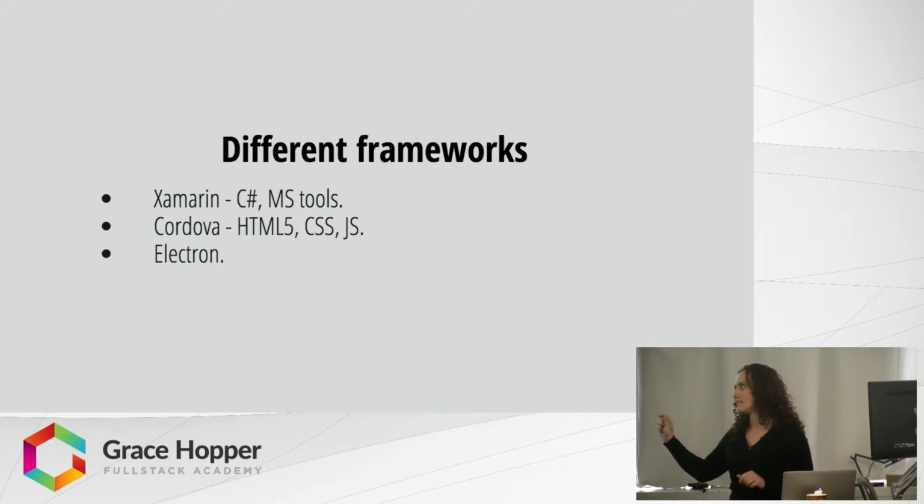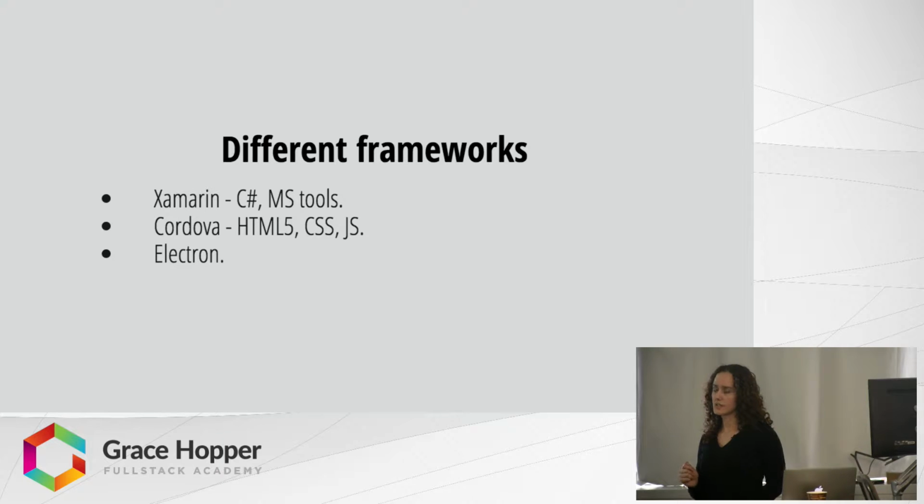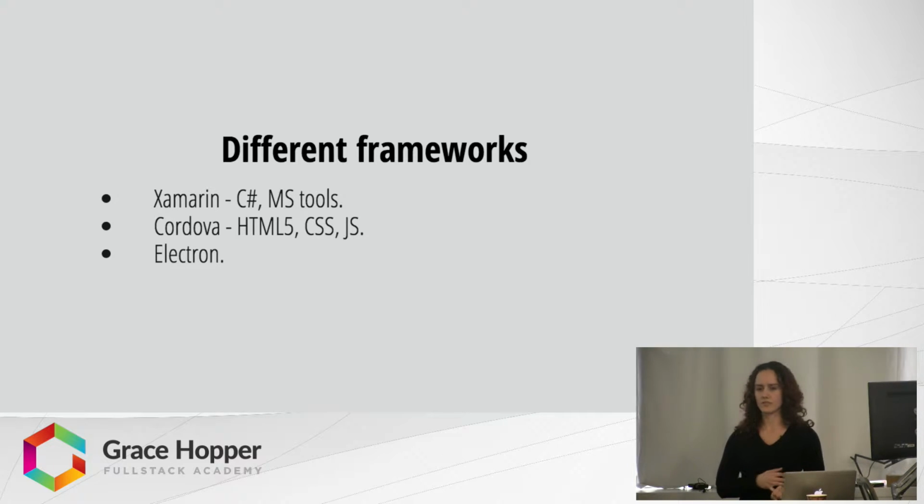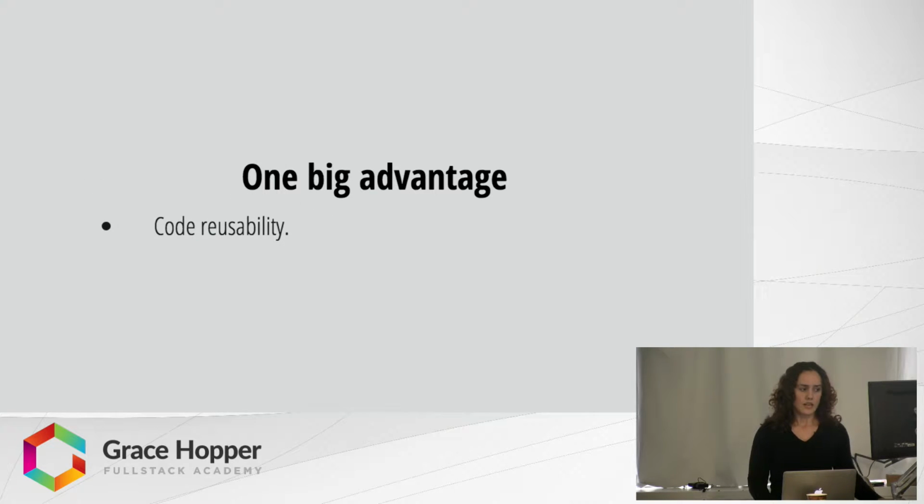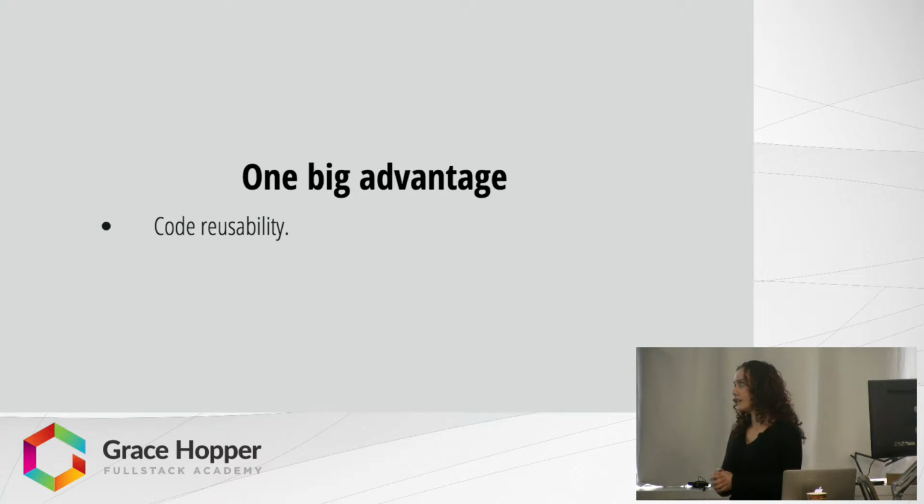We have Xamarin. This is built by Microsoft. You need to use C# to build the applications. We have Cordova. This is one of the most famous ones. You use HTML, CSS, and JavaScript to build your applications, and then they are wrapped in a web view. And there's also Electron. You can use this with HTML, CSS, and JavaScript too. As I mentioned before, one big advantage of hybrid apps is their code reusability. You can use the same code for different platforms. You just have to change some specific things.